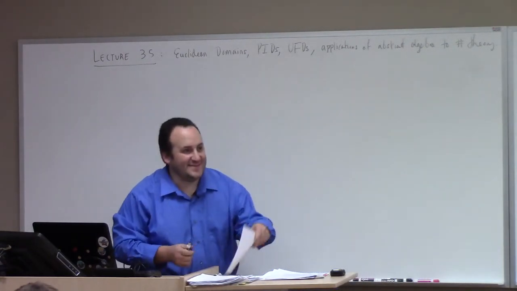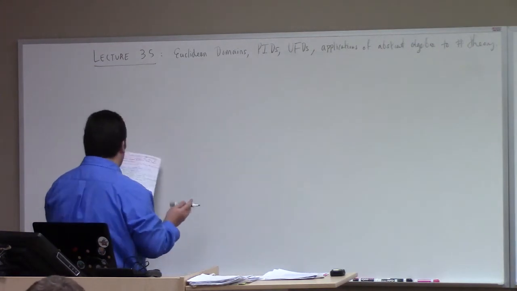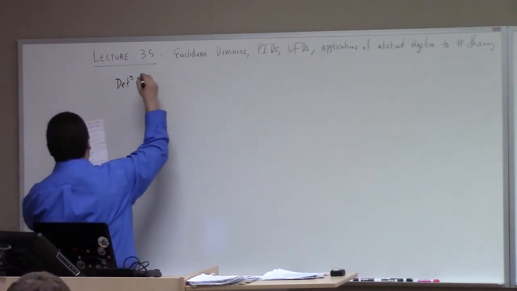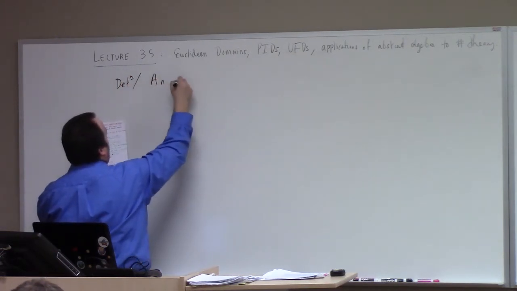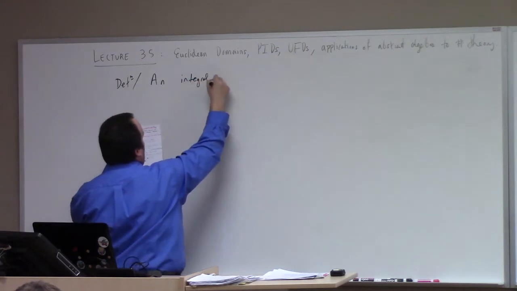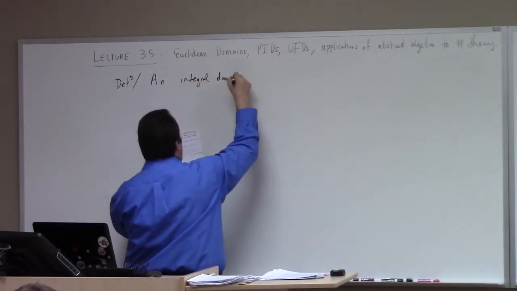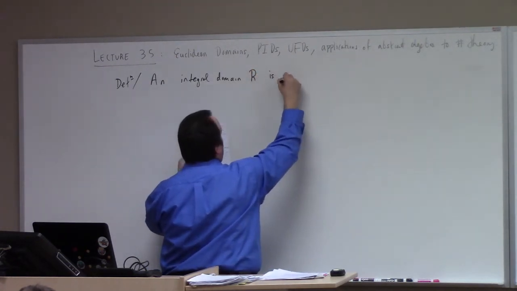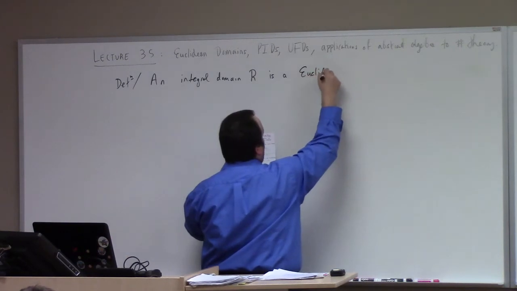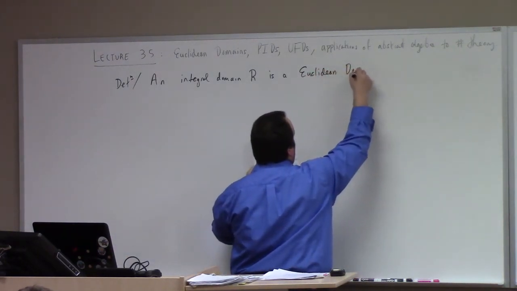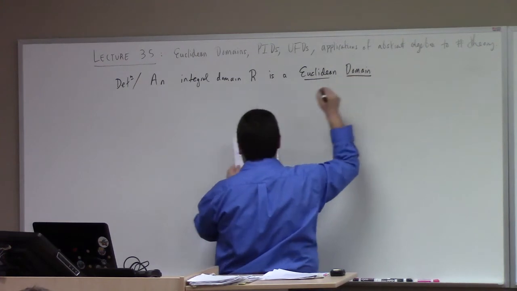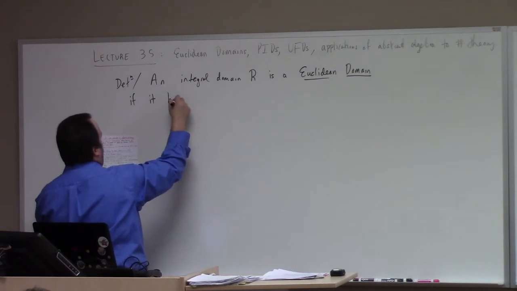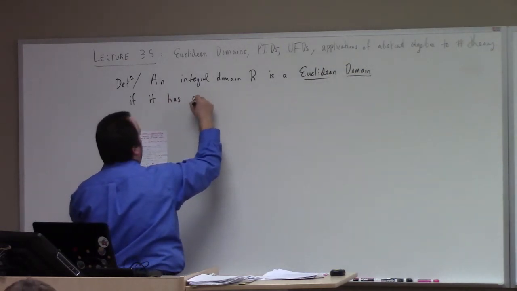So first things first, there was one last remaining tidbit, and I really should write a definition for you guys, so I'm going to do that. Definition: an integral domain R, I'll call R a Euclidean domain if it has a division algorithm.